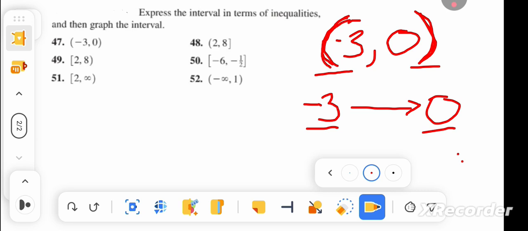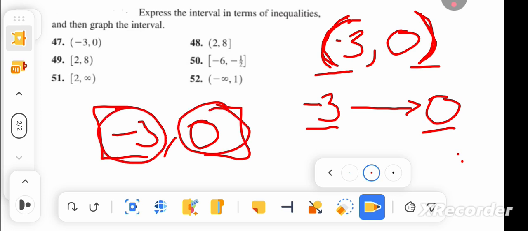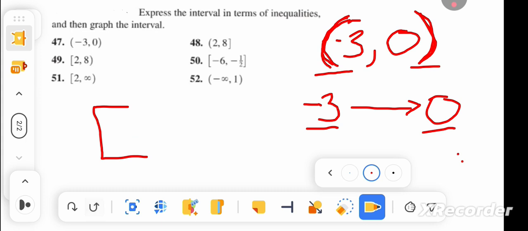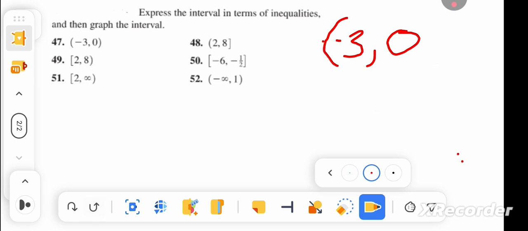But if we use, let's say, a square bracket, let's say [-3, 0], then what we mean is that the numbers -3 and 0 are included in that interval. So the set will include -3 all the way up to 0. So the numbers which are in between -3 and 0 are included. Okay, now that we know what the parentheses and the square bracket mean, let's go directly into solving the question.